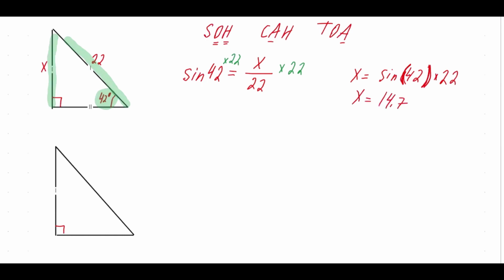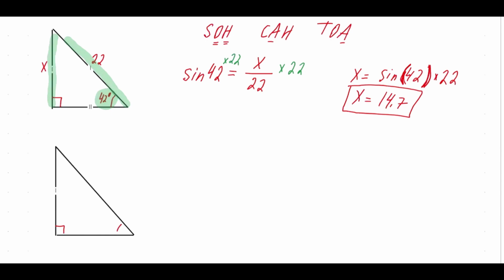We can do a quick check. Your leg must be smaller than the hypotenuse, because the hypotenuse is always the longest side of a right triangle, and 14.7 is less than 22. So it does make some sense. So let's look at the second triangle.